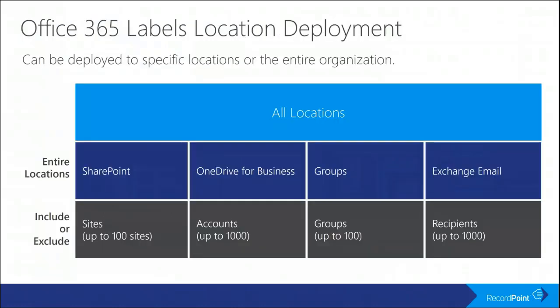So these are the locations where you can deploy your label. You could have a label that applies everywhere, all locations, but all locations means SharePoint, OneDrive for Business, Office 365 groups, and Exchange email. The other thing you can do is deploy a label and include or exclude certain criteria. For example, we could have a label that we only deploy to 50 finance sites, or a label that we only deploy to the CXOs' and executive teams' OneDrive for Business, because we need to scrutinize their data much more carefully. And these are the limits: up to 100 sites, either included or not included in the policy, 1,000 individual accounts, 100 groups, or 1,000 email recipients.